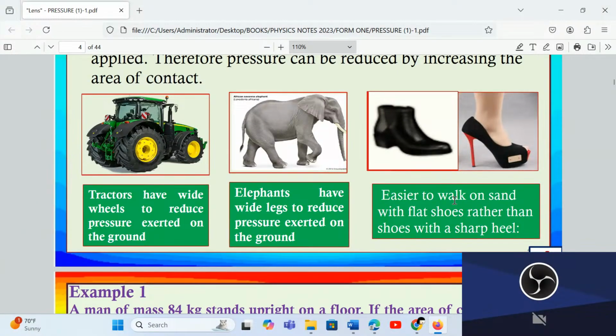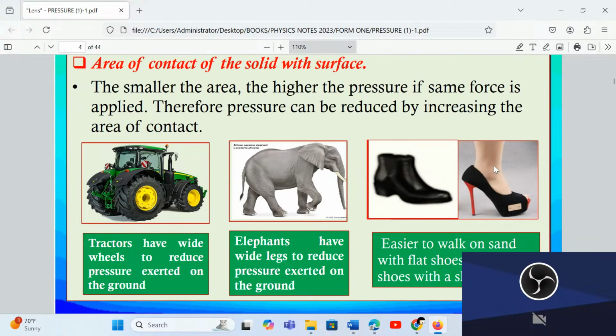It is easier to walk on sand with flat shoes rather than shoes with a sharp heel. With a sharp heel, they have very minimal area, meaning that you're going to exert a lot of pressure on the soil. And this is the same question that is always asked when you're told that if you catwalk with a heeled shoe, then you leave some holes on the way. But if you're having a flat shoe, you don't leave some holes. The reason is explained clearly there. I can give out the last example.